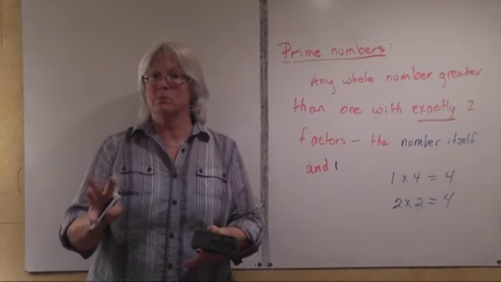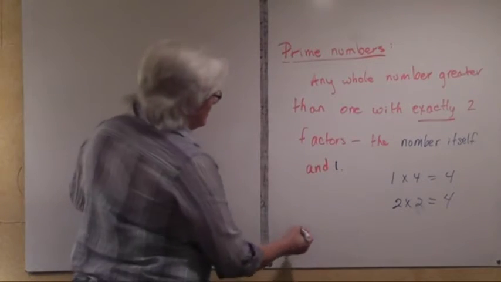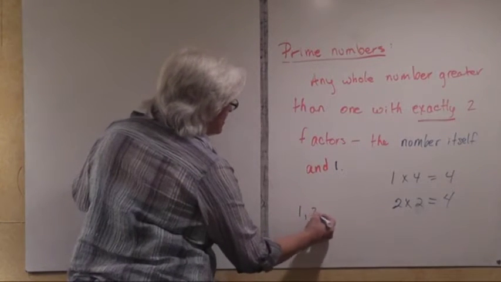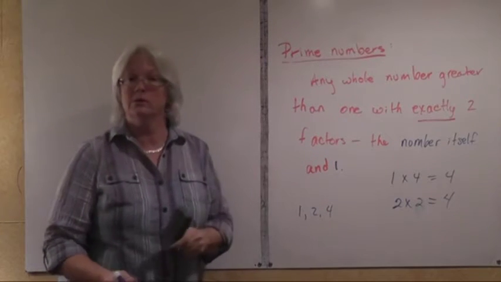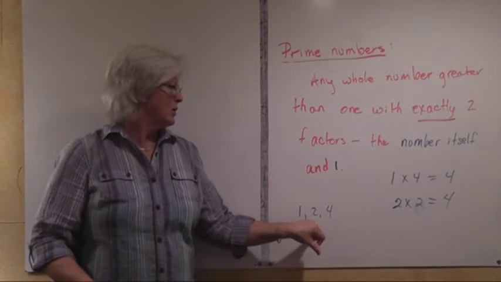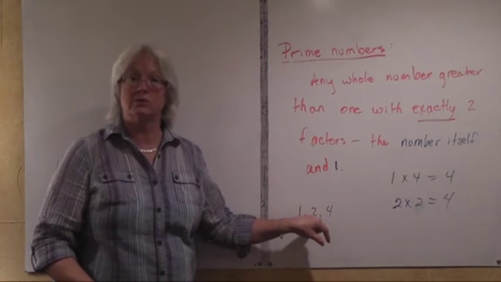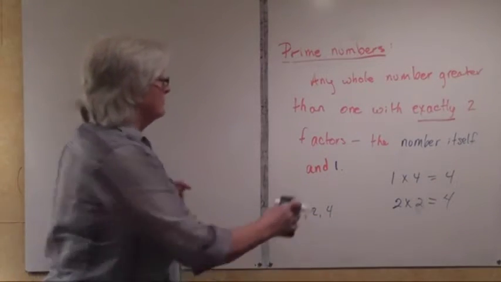So what's the total number of factors that are involved in 4? Well, 4 has 3 possible unique factors. 1, 2, and 4. You can pair together 1 and 4. Or you can use 2 as a factor twice. So 4 is not a prime number.